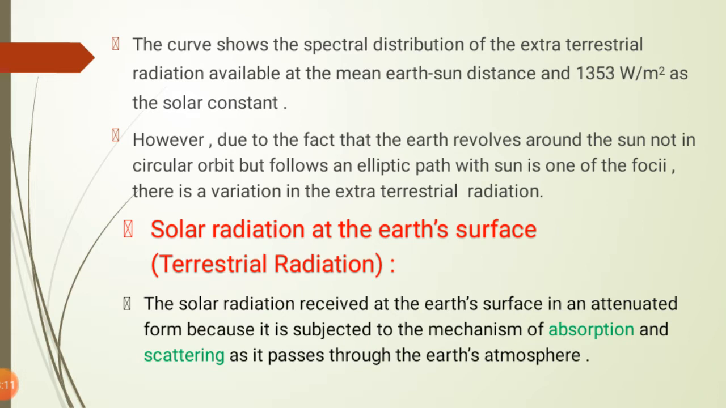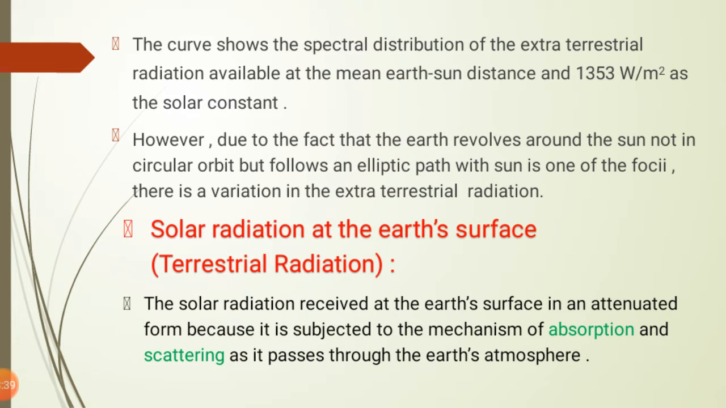for that curve is nearly 1353 watt per meter square. That is the value for which we study the spectral distribution curve. However, due to the fact that the Earth revolves around the Sun not in a circular orbit but follows an elliptical path, with the Sun at one of the foci, there is a variation in extraterrestrial radiation.